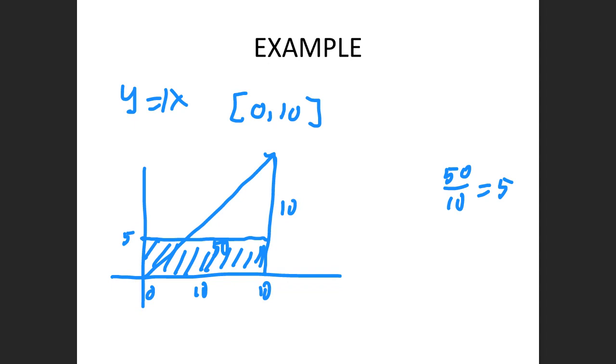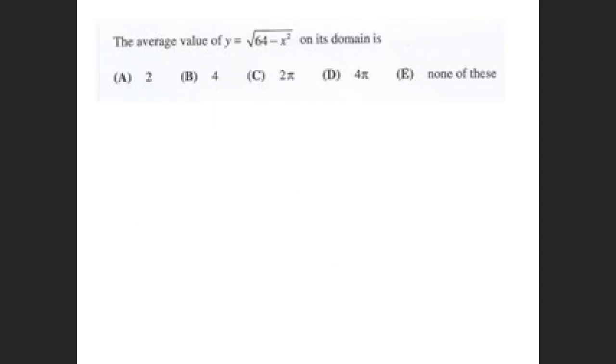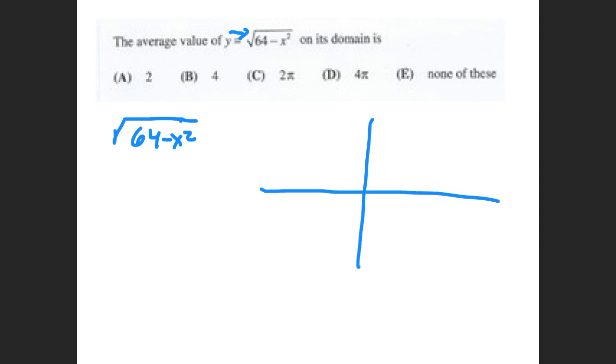Let's try an example. Here it says, find the average value of y is equal to the square root of 64 minus x squared on its domain. Now, you guys can use your calculators if you want to. I'm going to use just regular old math. What does the graph of this look like? What is the graph of 64 minus x squared? Does anybody know? These should be really easy for you.